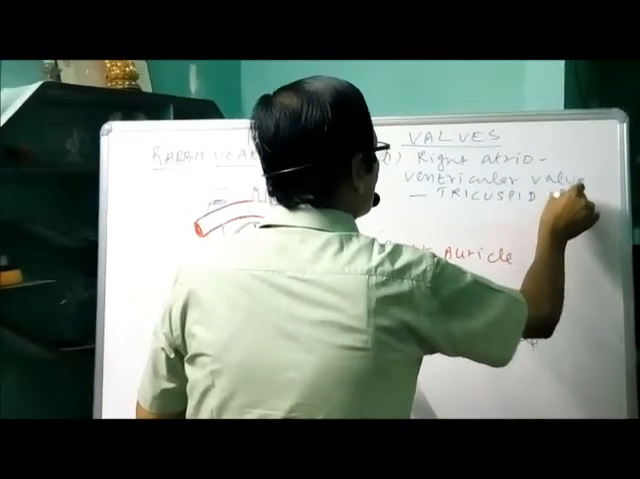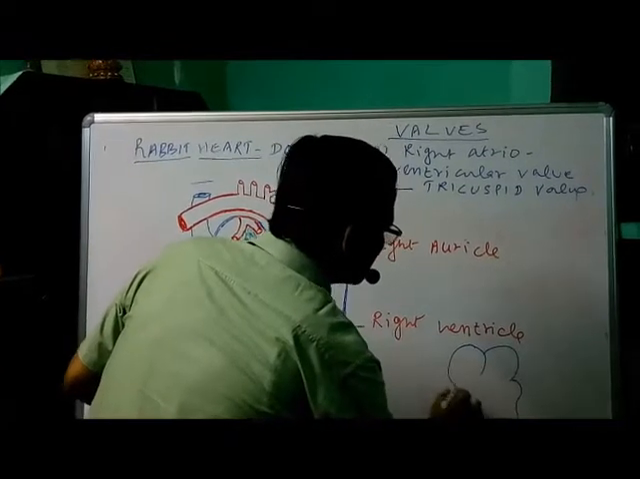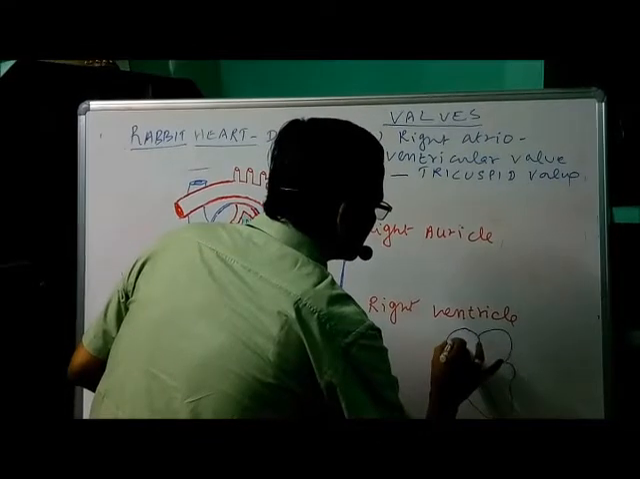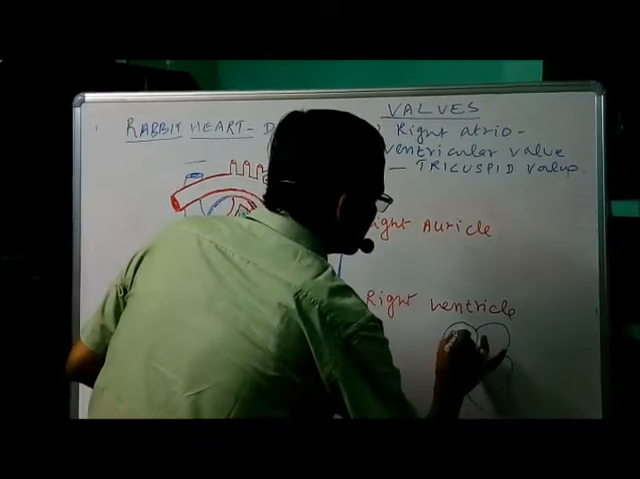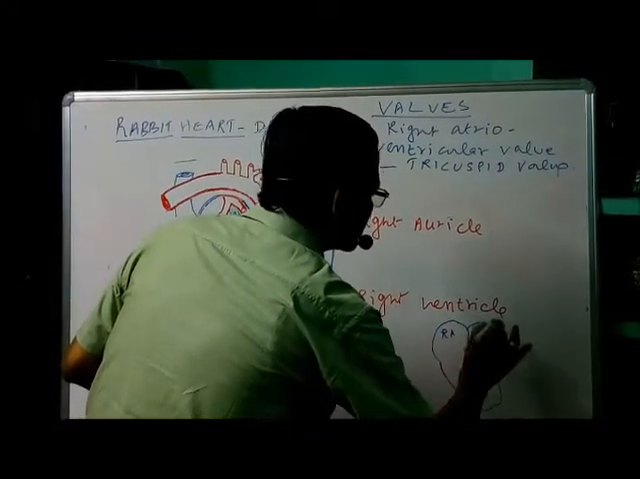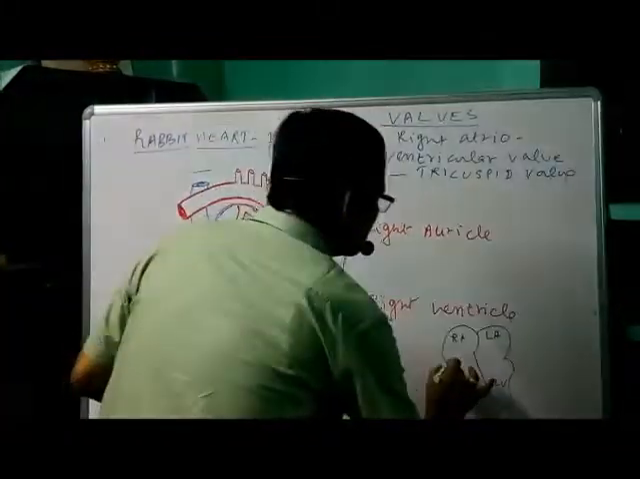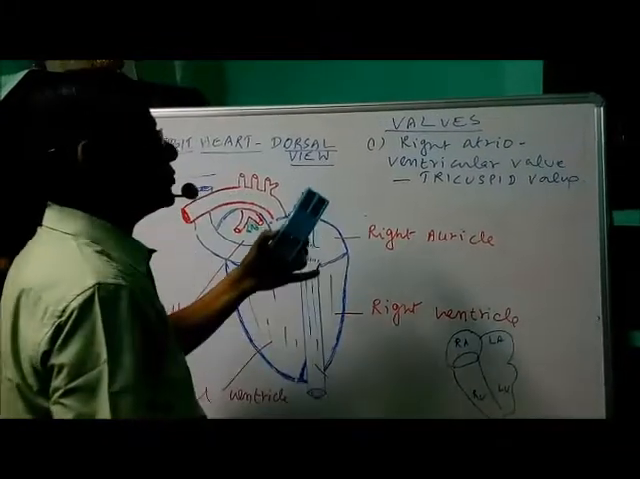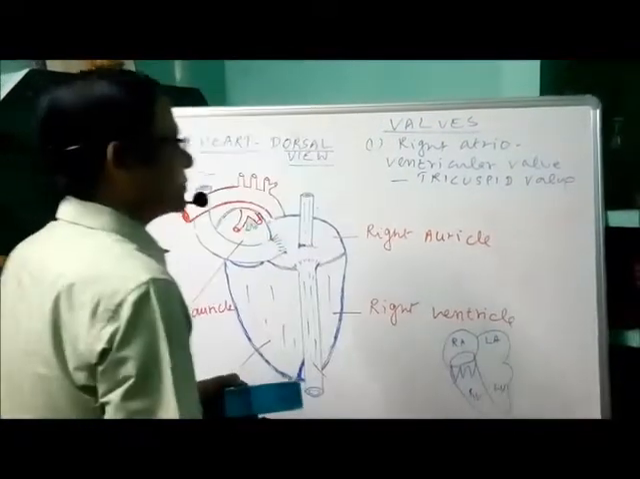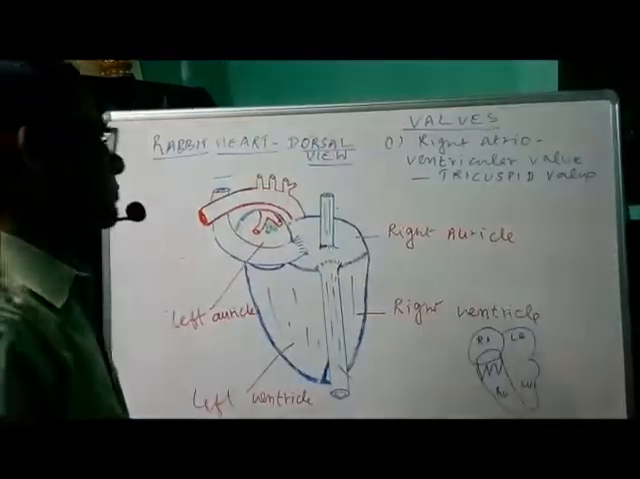If we take a simple diagram of the heart, I am representing only a simple diagram. Internally, this is the right auricle, this is the right ventricle, the left auricle, and the left ventricle. We are seeing from the ventral view. Now this is the right atrioventricular aperture, which is guarded by a wall having three flaps, and that is called the right atrioventricular wall, the tricuspid wall.